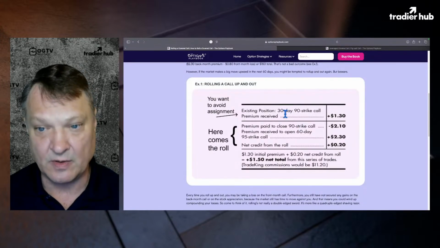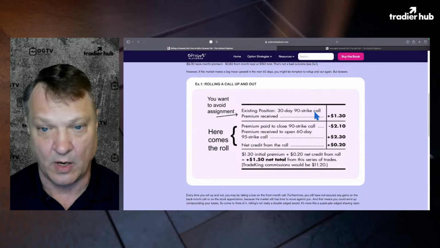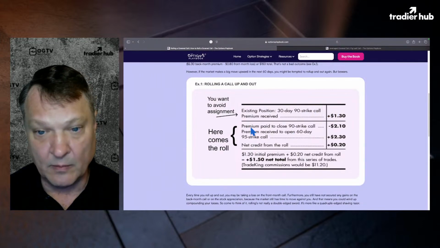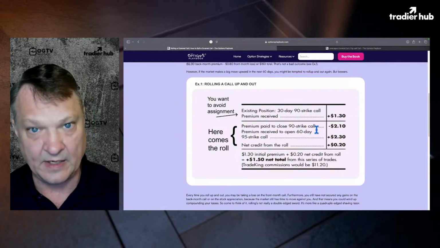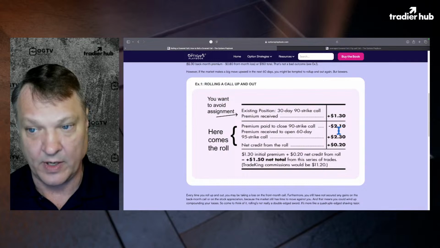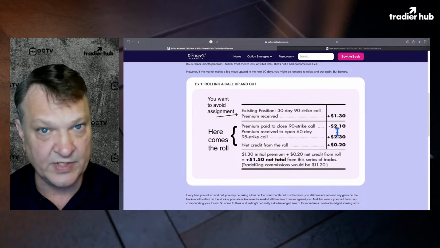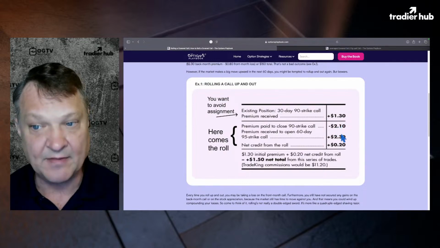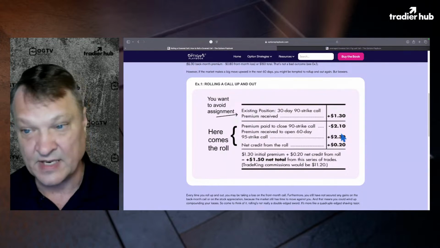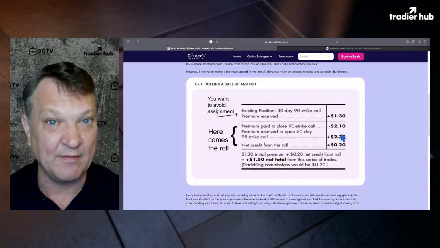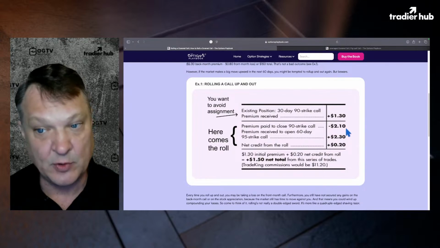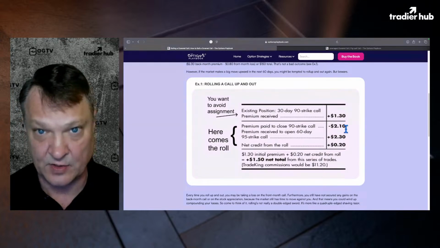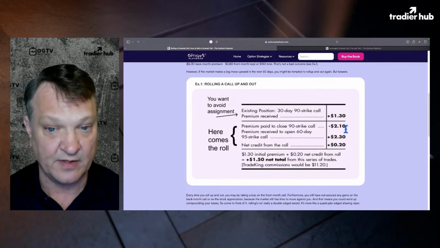So existing position, you have a 30-day 90-strike call option. You received $1.30 for it. Premium paid to close the 90-strike call. So you go out and you look at it and you see that, okay, I received $1.30 for it. Well, in order to close it, now that the stock has moved against me, I have to pay $2.10. You say, gee, that kind of stinks a little bit, right? I've lost money on my call option. I received $1.30. I have to pay $2.10 to close it. That means I'm down 80 cents on the trade.